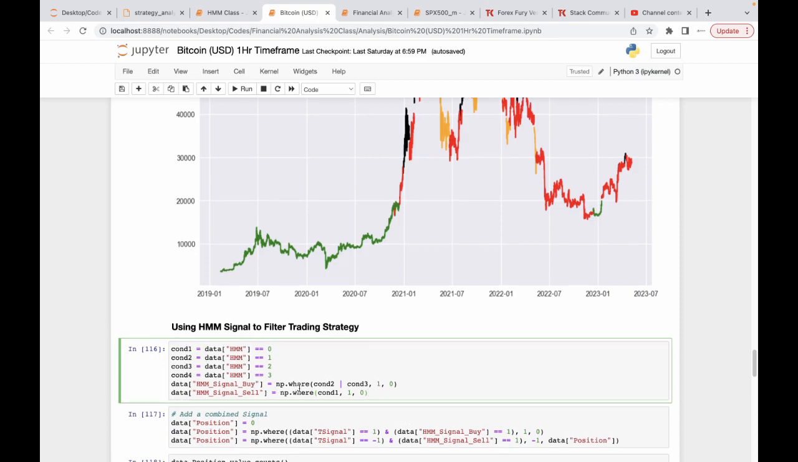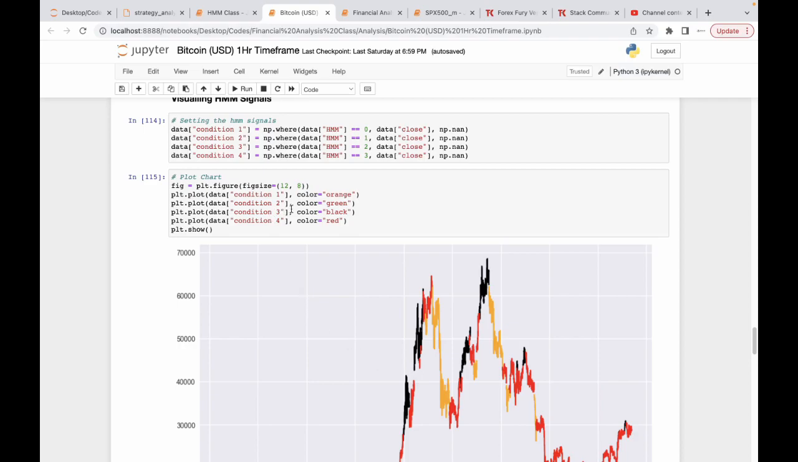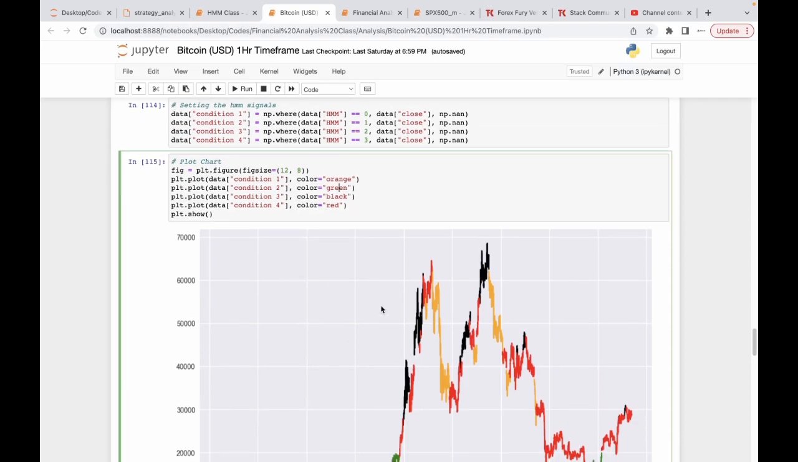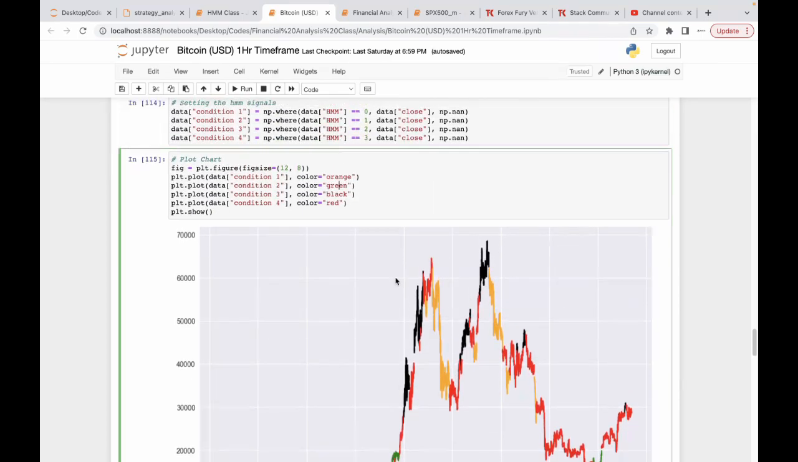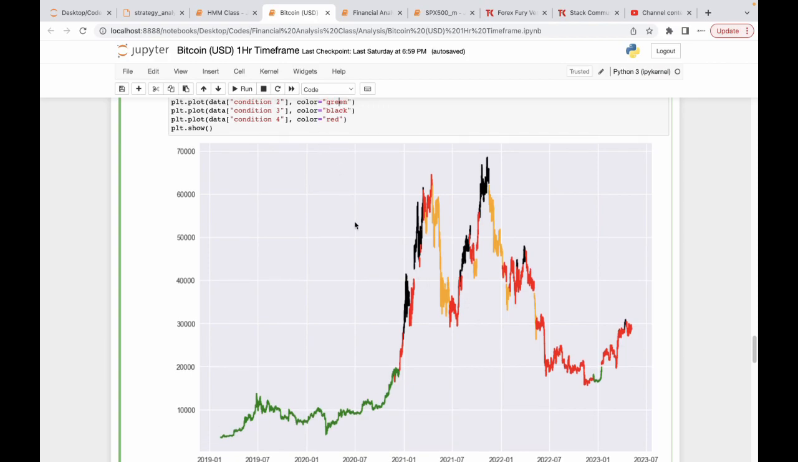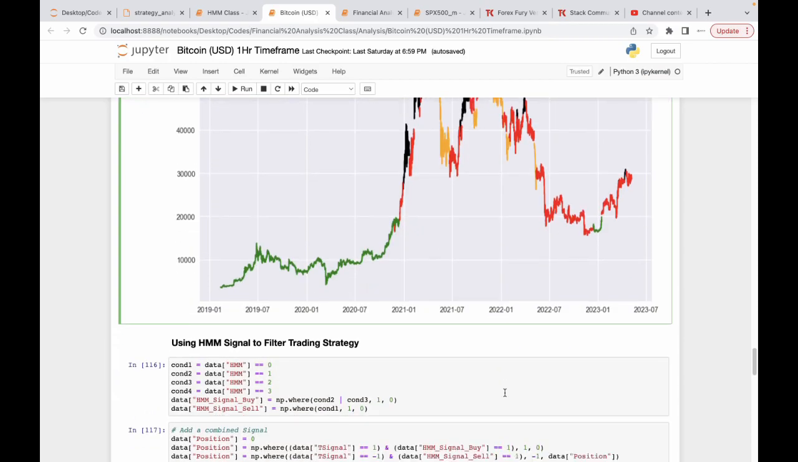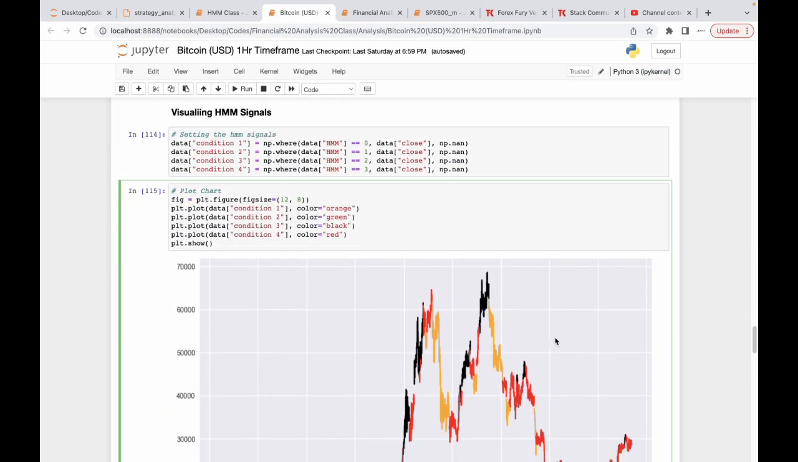So you can see we have the buy condition for the signal and the sell condition for the signal. For the buy condition, we are using condition 2 and condition 3, and if you go up here, condition 2 is set as green and condition 3 is set as black. So basically we are trading buy positions only in the green conditions here and here, and the black conditions here and here. For the sell position, we are only trading on condition 1. Condition 1 is the orange, right? So we are trading on the orange conditions.